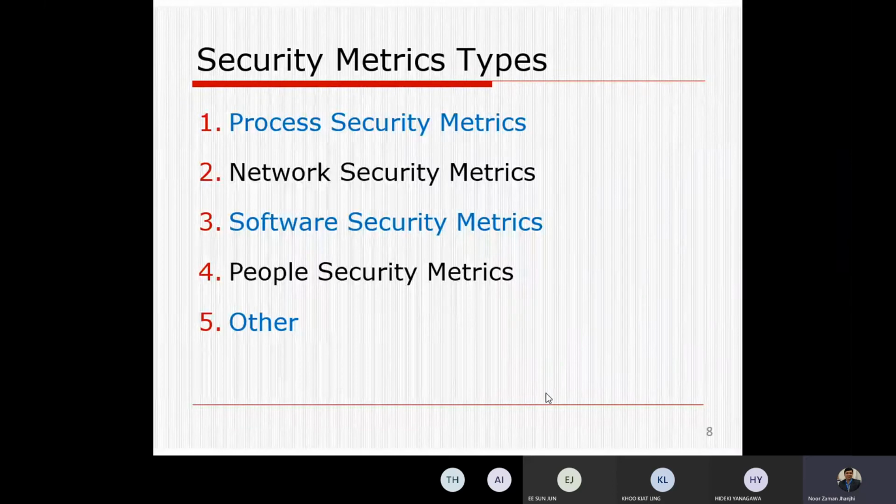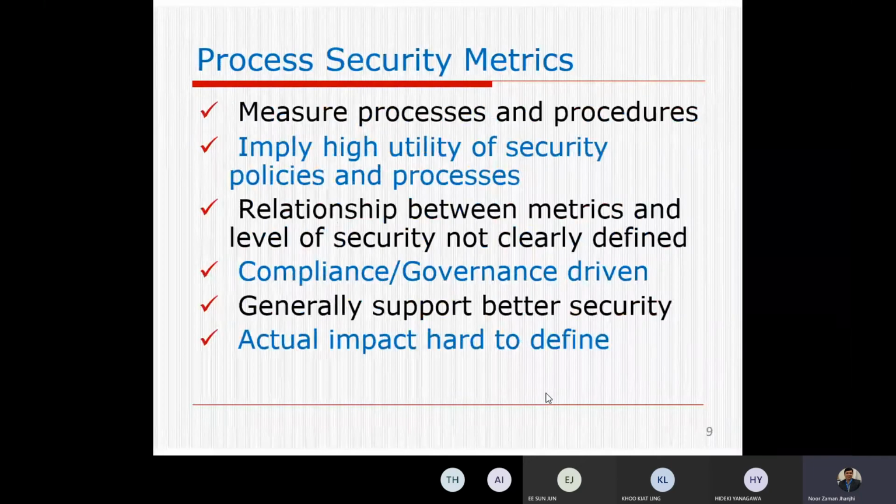So now here we are saying that there are the 5 major types: process security, network security, software security, people security, matrix, and the others. Now, when we talk about process security, what it actually means is that we need to measure the process and the procedures. You remember that while you are doing your threat modeling, the STRIDE model is actually based on the process. So I hope that now you can interlink that with this, and understand what is meant by process security: measure the process and procedures, to imply the high utility of the security policies and processes.